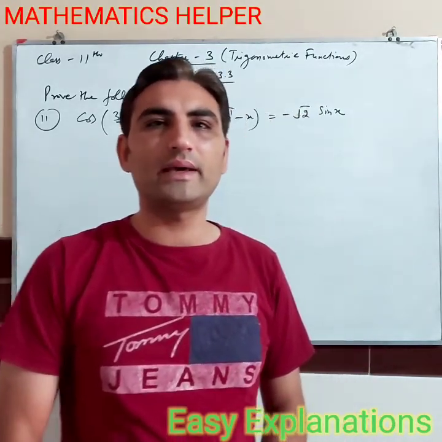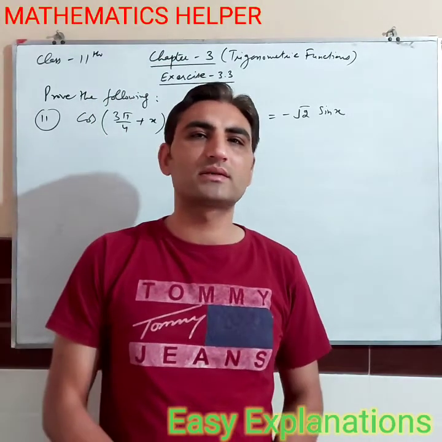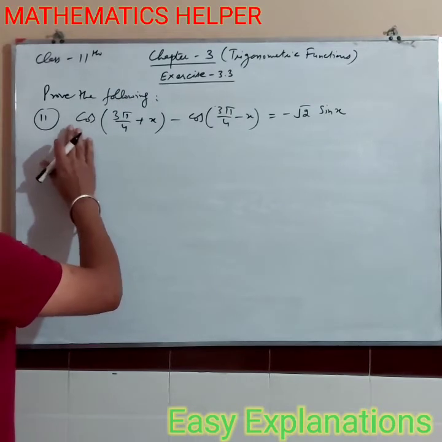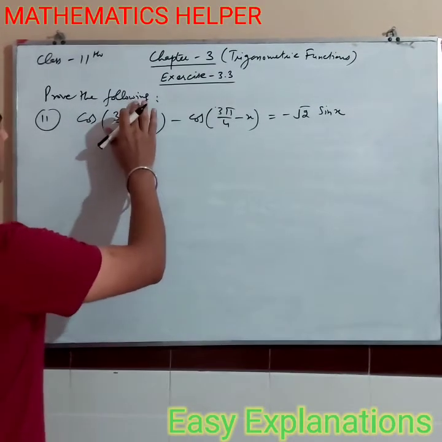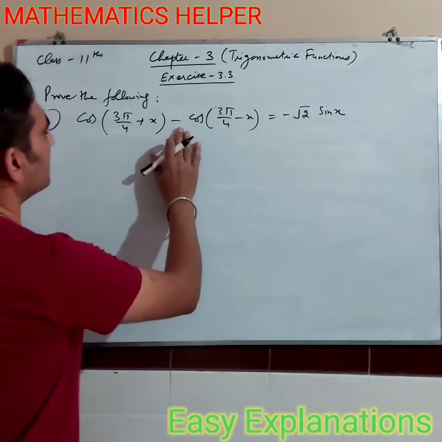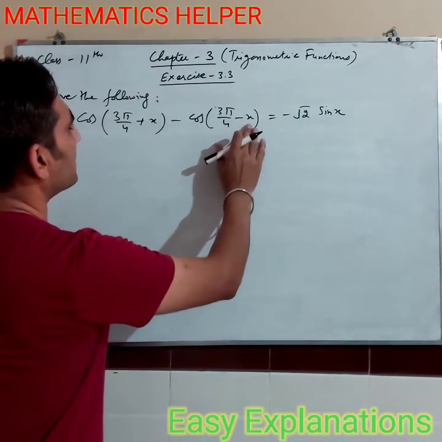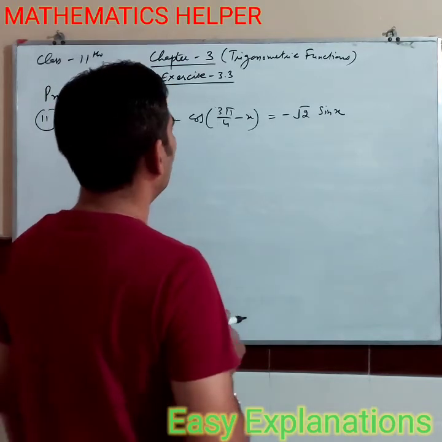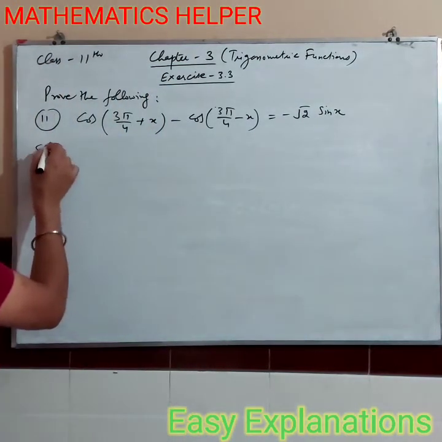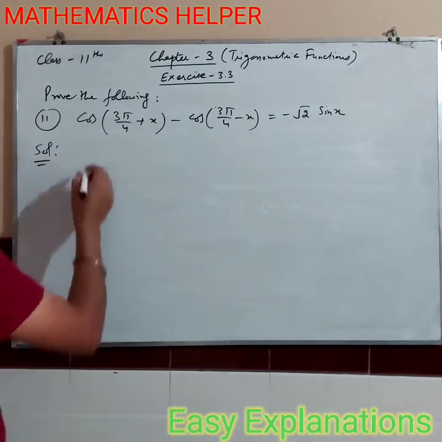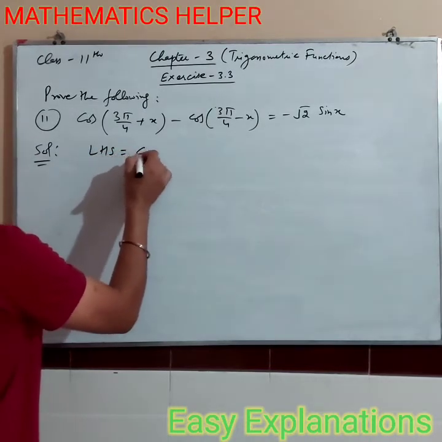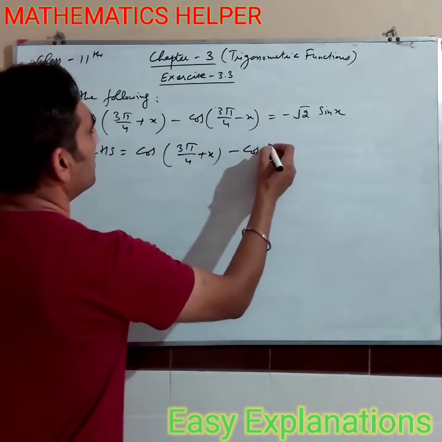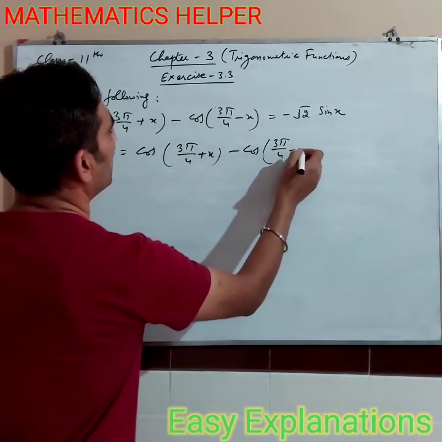So let's start our next question, number 11 of exercise 3.3, class 11th. It is given like this. Question 11 is: prove the following, cos(3π/4 + x) minus cos(3π/4 − x) equals minus square root 2 into sin x. So the very first thing, we will always write from the left side. So I am writing the solution from the left side. Left hand side is cos(3π/4 + x) minus cos(3π/4 − x).